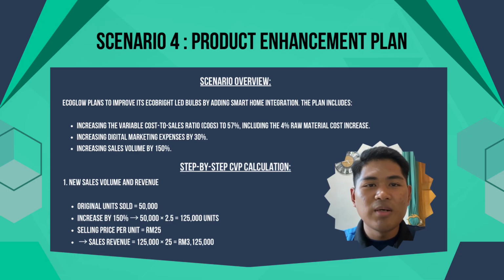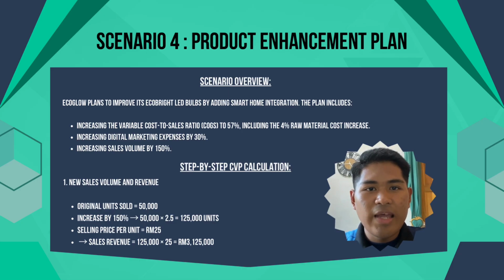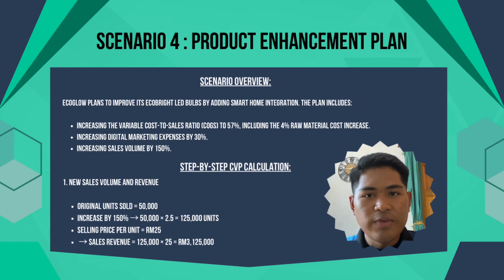So today I will explain about part B, scenario 4, which is product enhancements plan. First, we need to understand the scenario summary. EcoGlow plans to improve its Eco Bright LED bulb by adding smart home integrations. The plan includes increasing the variable cost to sales ratio, COGS, to 47%, including the 4% raw material cost increase, and then increasing digital marketing expenses by 30%, increasing sales volume by 150%.